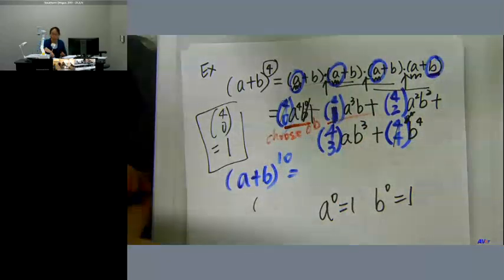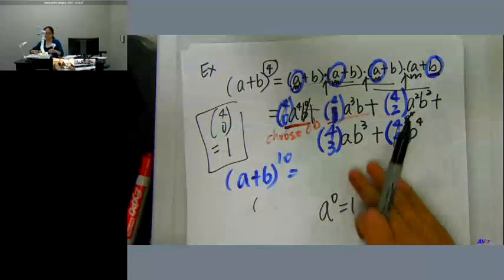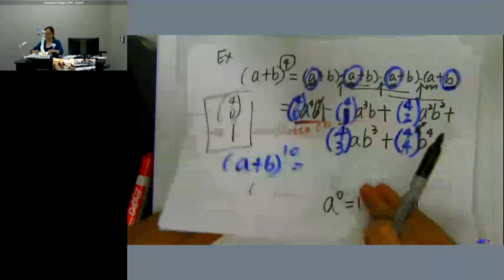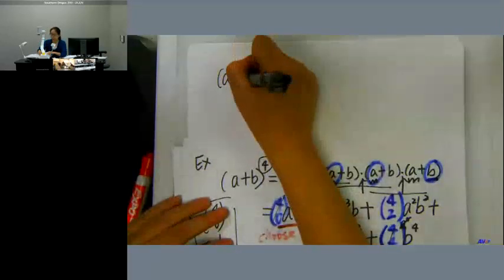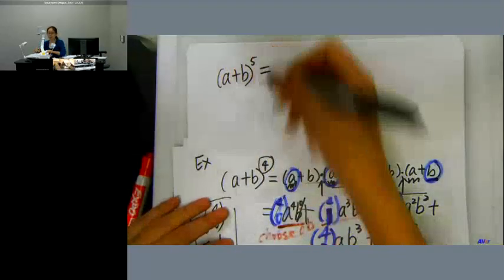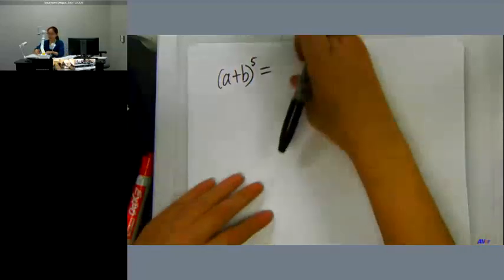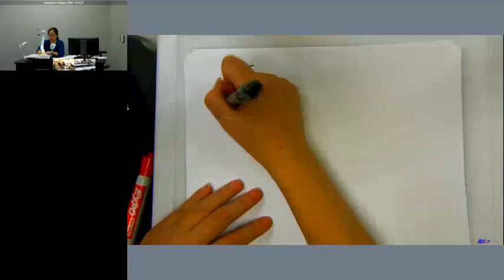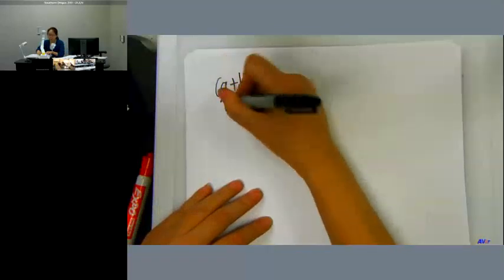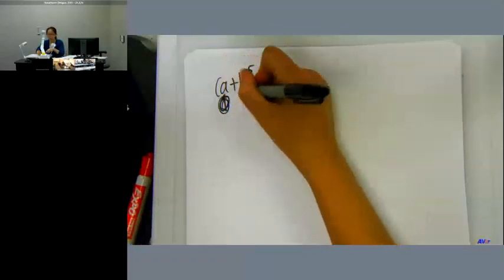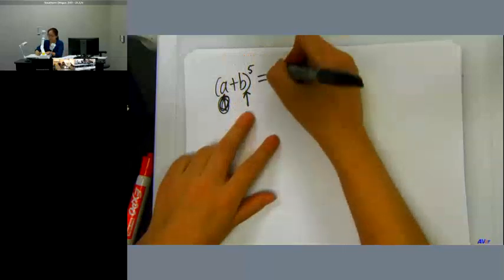So following this pattern, suppose I want to do A plus B to the 5th. I don't have to do 5 copies anymore. Let's do A plus B to the 5th by using the formula. So think about it. You can either focus on A or focus on B. It doesn't matter. So I'm going to follow the textbook and focus on B. So let's see.